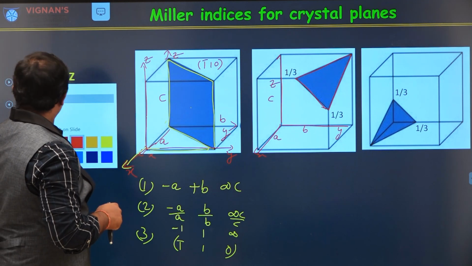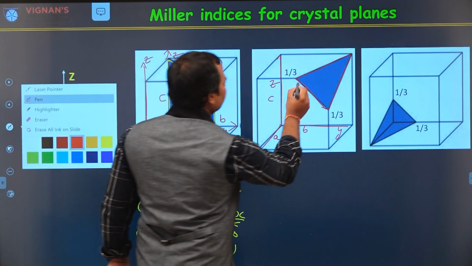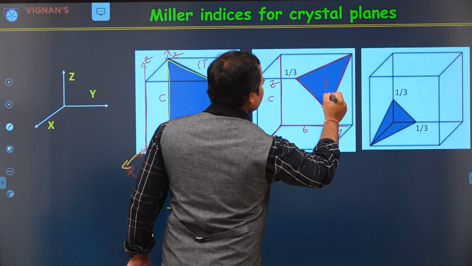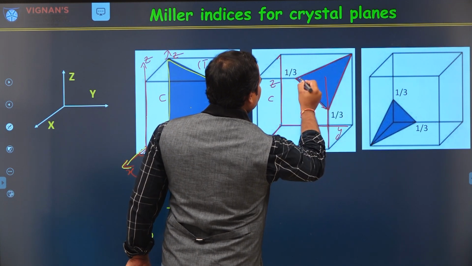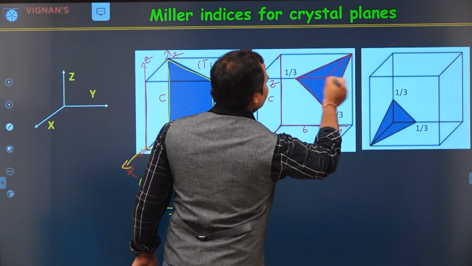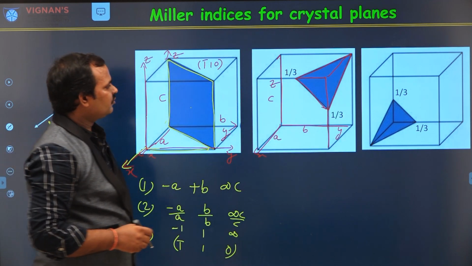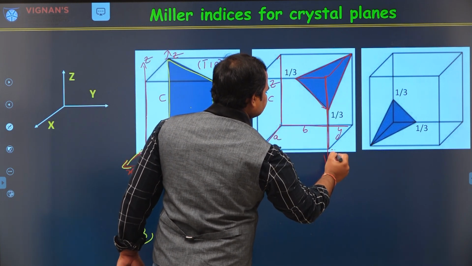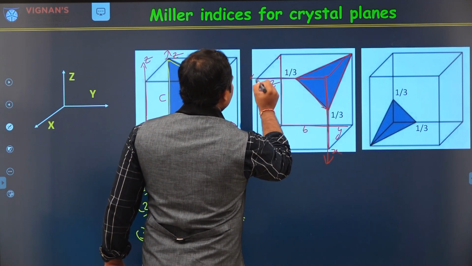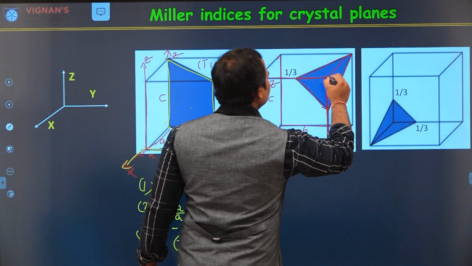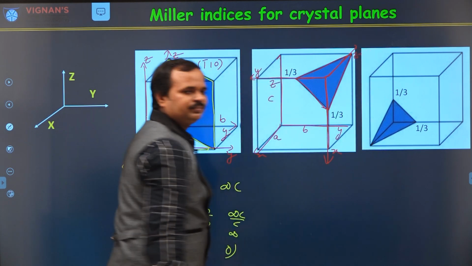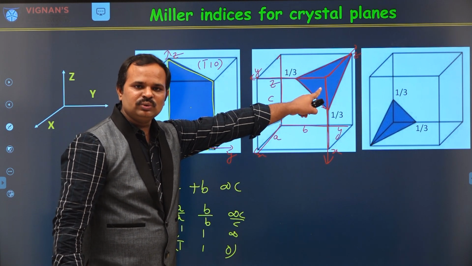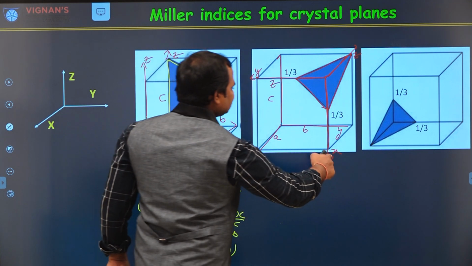So, for example, if you see, this is the place where we can shift the origin. If you draw this, you will get one more corner here. From here, we can take the new axis: x, y, and the new z-axis is here. Now, we can find out the intercepts of this plane by using the new coordinate system. Now, the coordinate system is x, y, z.